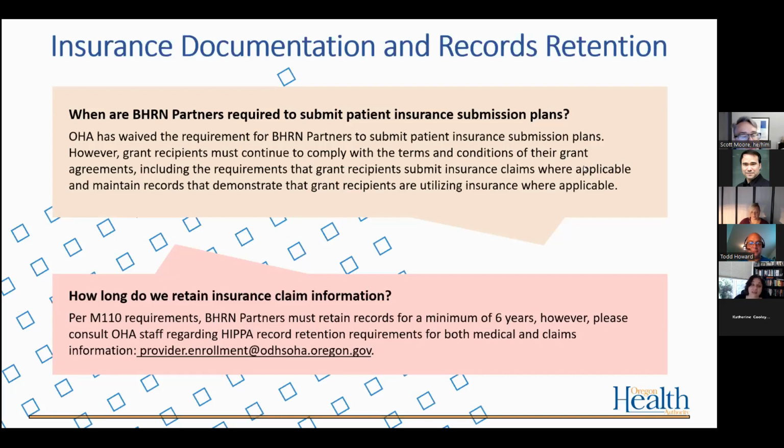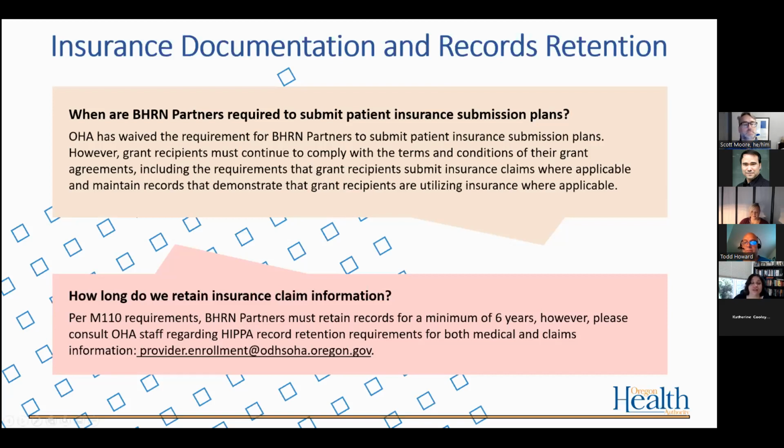However, grant recipients must comply with the terms and conditions of their grant agreements, including the requirements that grant recipients submit insurance claims where applicable and maintain records that demonstrate that grant recipients are utilizing insurance where applicable. And this really comes back to the supplantation language in Senate Bill 755. So don't worry about the patient insurance submission plans. We are waiving that. However, we are not waiving the rest of it, essentially.